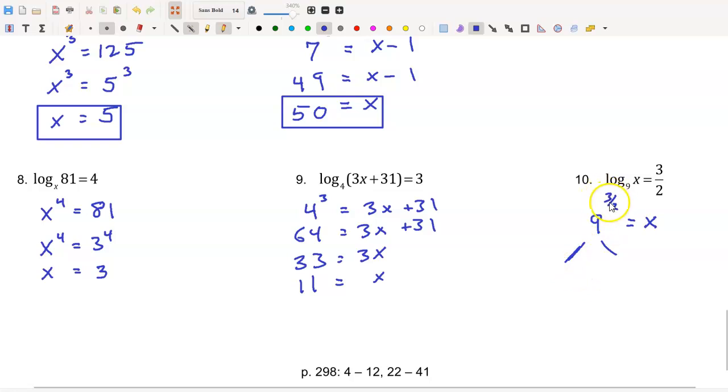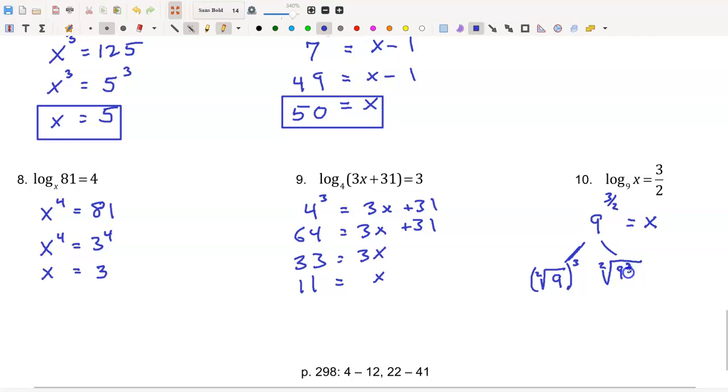And this last one, you could do it both ways, right? So we have a 3/2 power, which means we can do a square root of 9 and raise that to the 3rd power, like so. And if you try it the other way, it's still square root. You would just do 9 to the 3rd first.